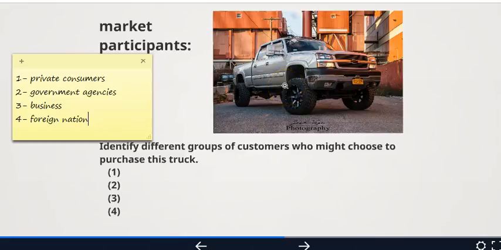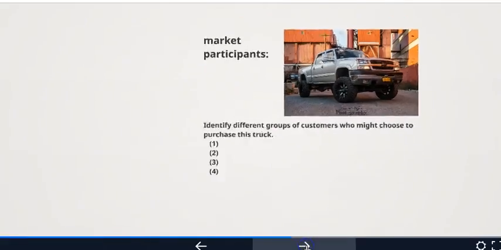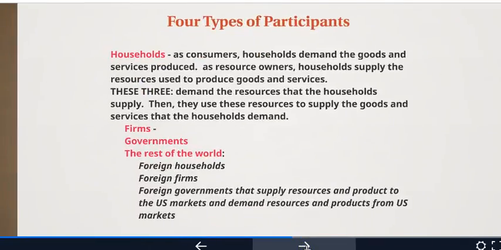Okay, it's a pretty sweet truck. So, four types of participants. Households. What is a household? As consumers, households demand the goods and services produced. As resource owners, households supply the resources to produce goods and services. So that's us. We're consumers.